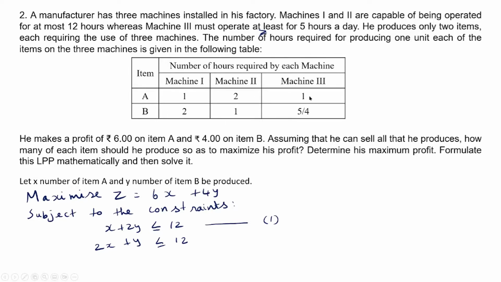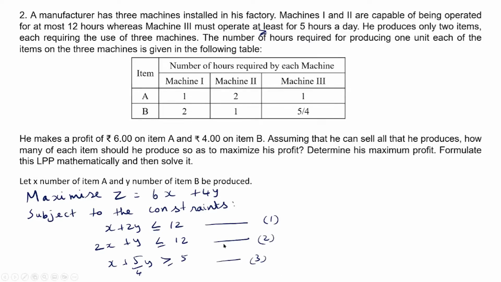A requires 1 hour on machine 3 and B requires 5 by 4 hours on machine 3. We have x plus 5 by 4 y greater than or equal to 5. This is the second constraint and this is the third constraint.